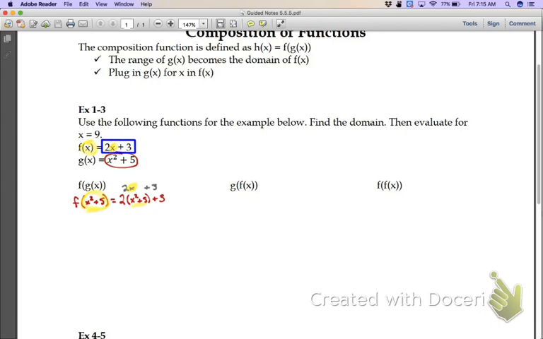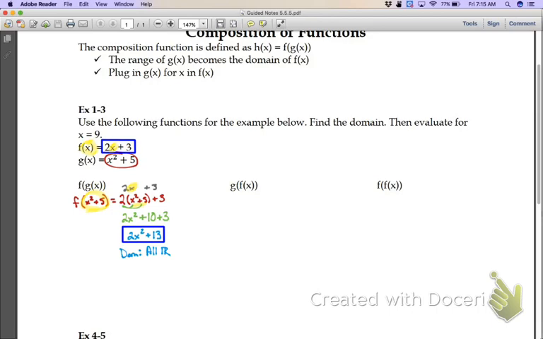Now, I'm not finished because I still need to distribute the 2. So I'm going to have 2x squared plus 10 plus 3. Combine like terms of anything that I have left, so 2x squared plus 13. Now, that's one part. It says to find the domain. Domain is just all real numbers. I did the composition, so the domain doesn't change. All real, negative infinity to positive infinity, whatever you want to call it.